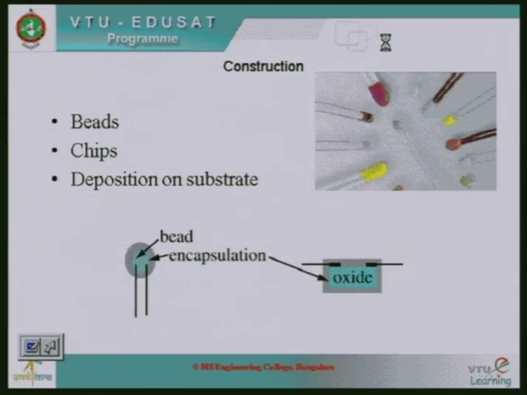Okay, so the construction of these devices. What we do is, it can be like a bead, or a chip, deposited on a substrate. So this is how a bead is. We have an oxide here, and it is encapsulated. It could be oxide here, and then it is a small device. It's like a small bead, wherein we have a small device inside it, which is now working as a thermistor.